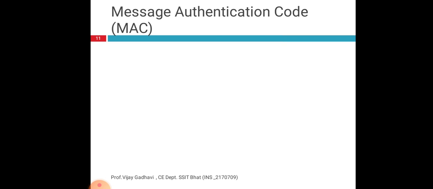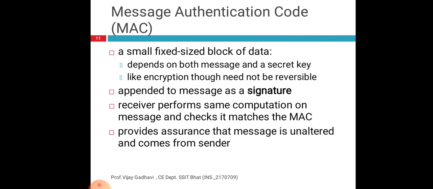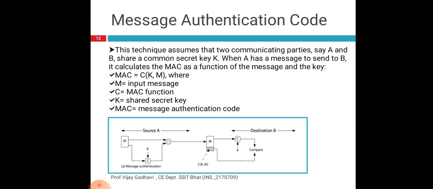MAC, it is also revision. A MAC is a fixed size block of data appended to a message as a signature. We already learned the digital signatures and comparison with MAC in detail. For the message authentication code, we use M as the input message, C as the MAC function, K as the shared secret key, and the MAC is equal to C(K, M).